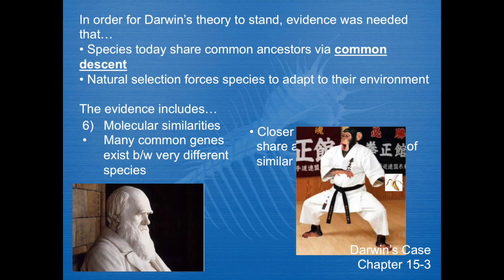Either way, it's those 6 forms of evidence that primarily support Darwin's theory that we evolved from common ancestors and that we've changed over time because of adaptations, because of natural selection, due to our respective environments.